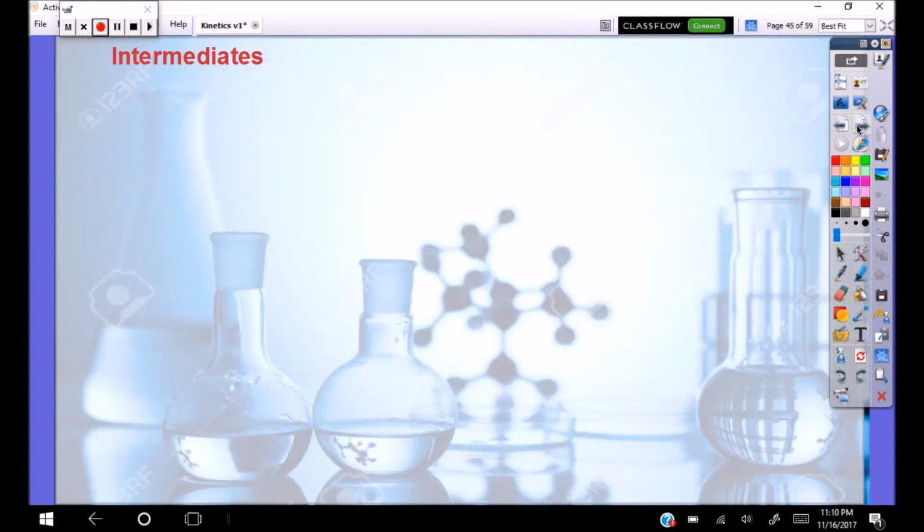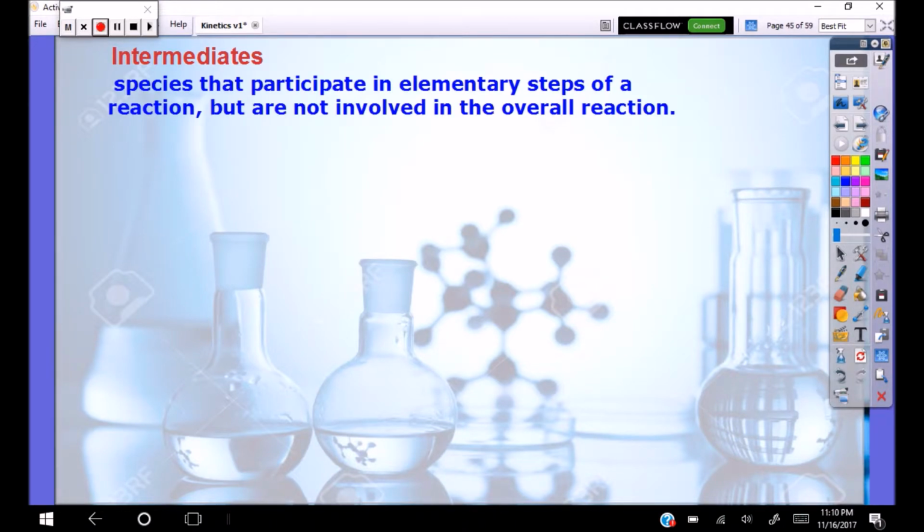Let's talk about intermediates more, and then we'll do another example of that. Intermediates are just species that participate in the elementary steps of a reaction, but they are not involved in the overall reaction, so they're not part of the balanced equation. We have some more vocabulary.